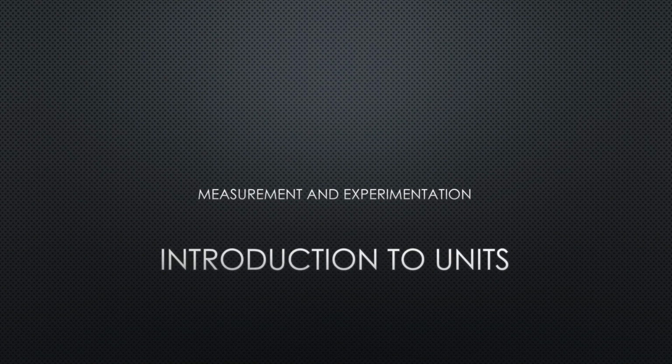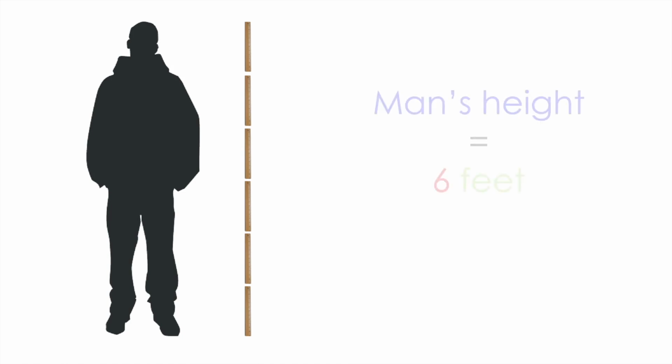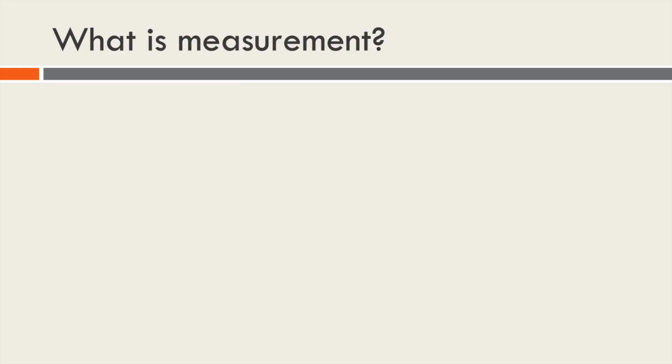So in this video, we will begin with a new chapter, measurement and experimentation, and we will introduce ourselves to units. So let's say we want to measure the height of this man. So we will use a foot rule and we will find that the height of this man is equal to 6 times the length of this foot rule, which means that the height of the man is equal to 6 feet.